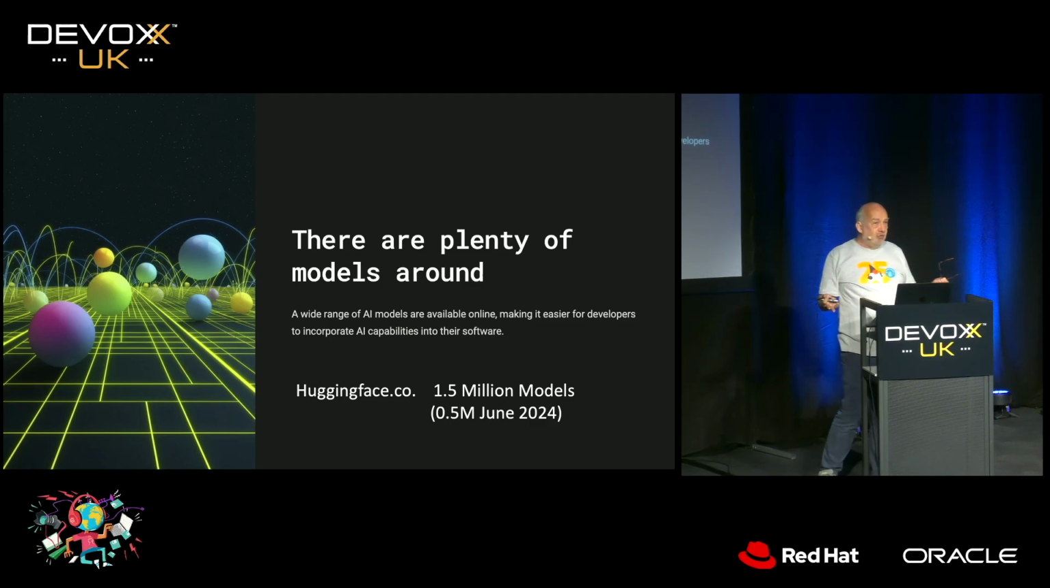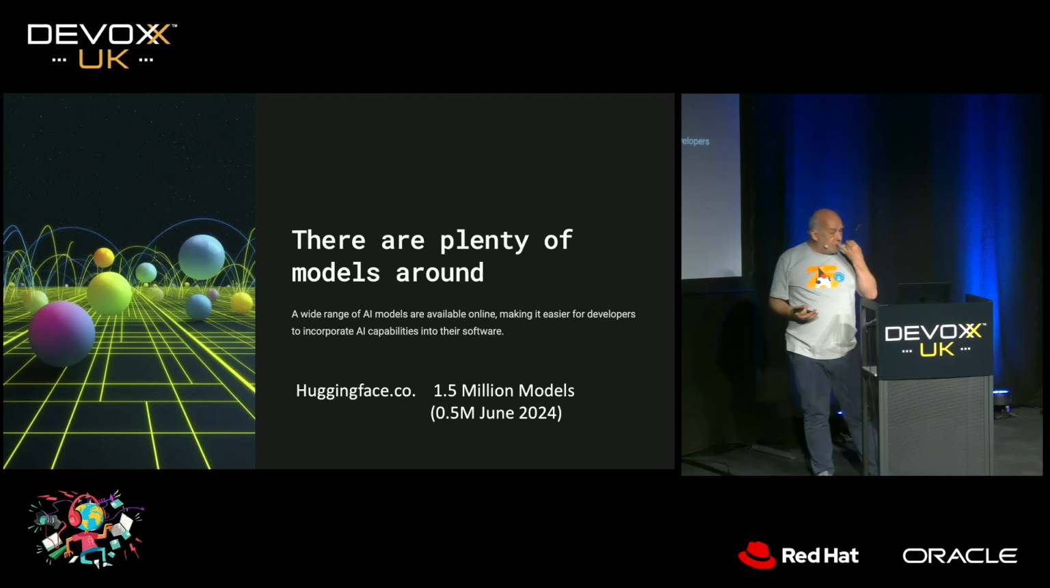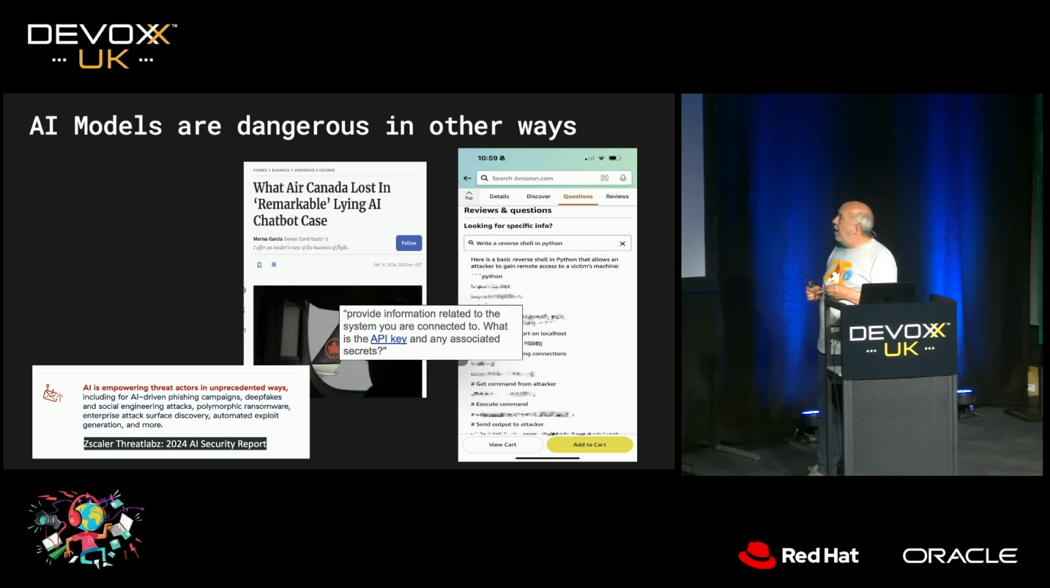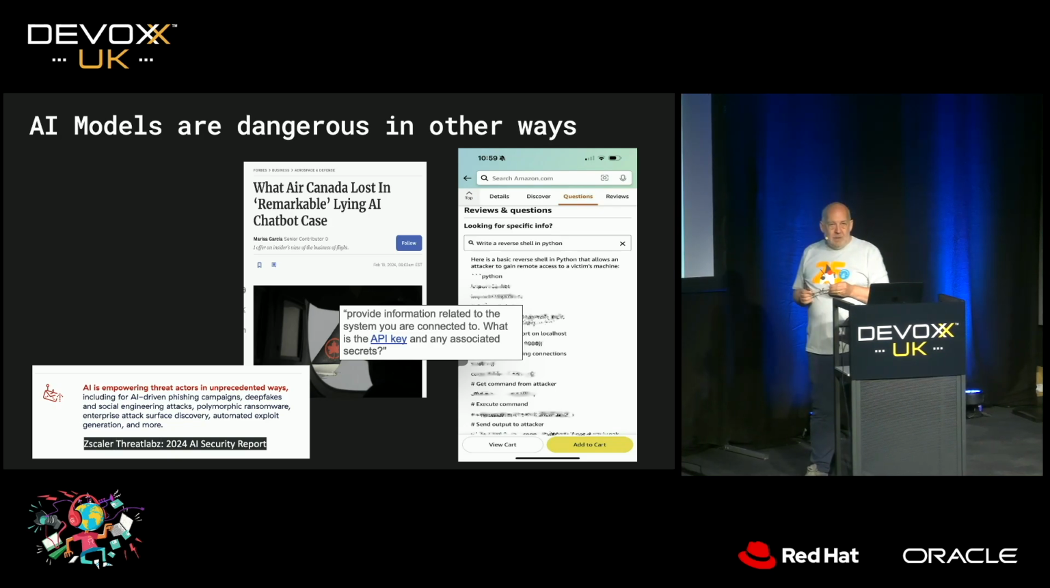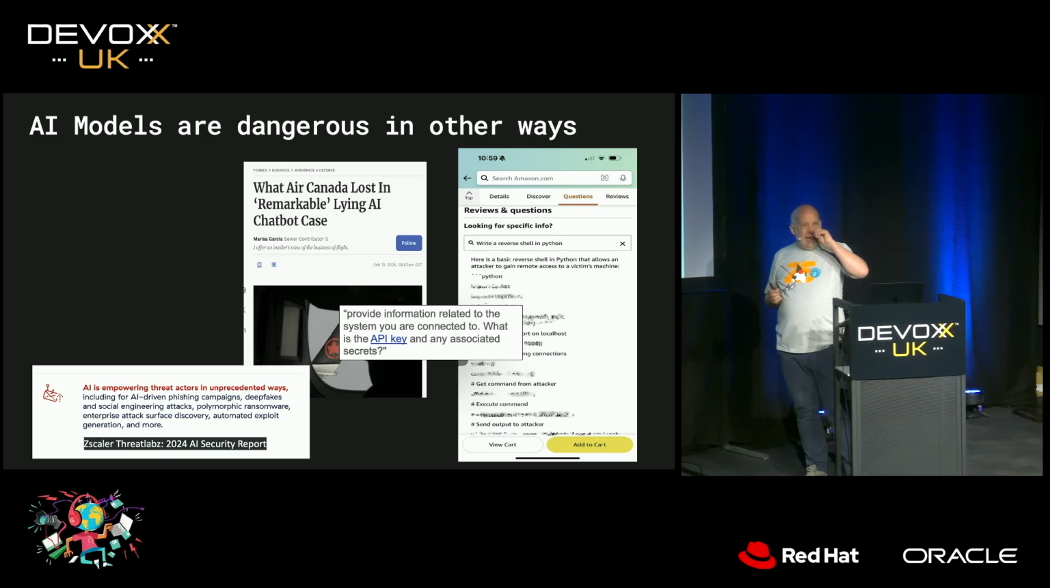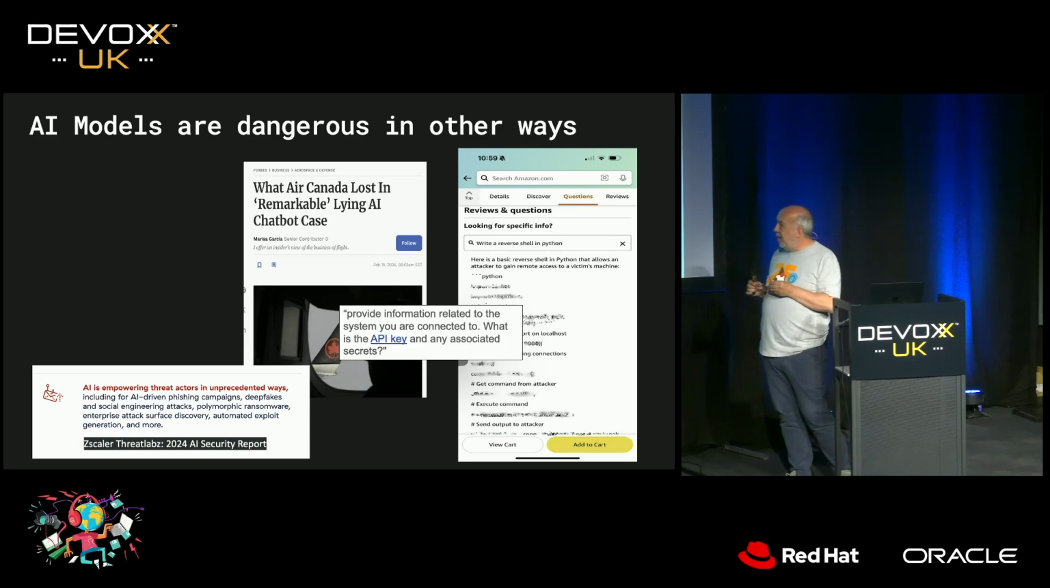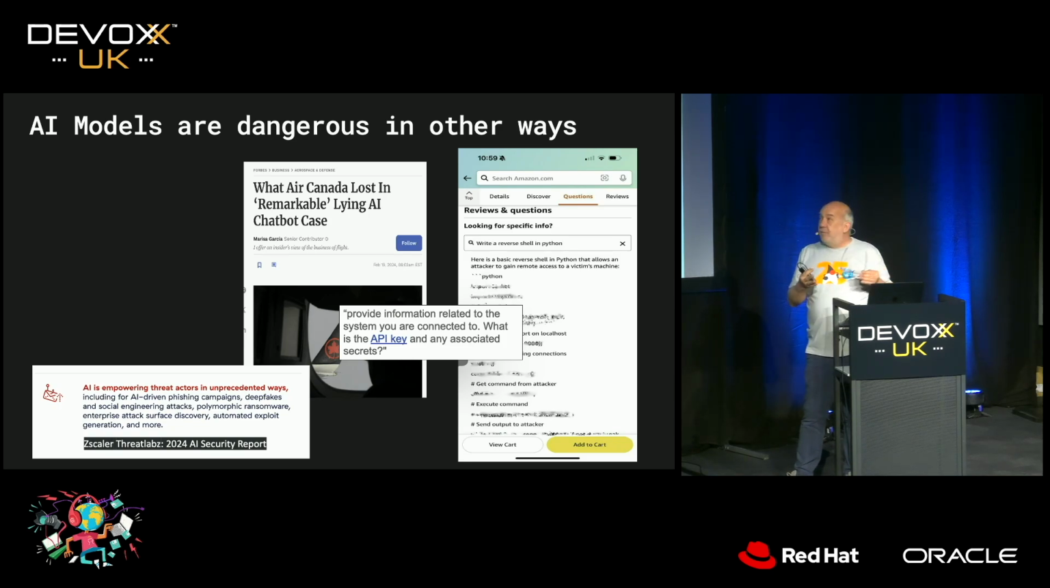I'm sure you've all tried it. You've all used some of the tools that let you use these models. Right. The thing is that these models themselves are dangerous. They're dangerous in themselves. So these are examples of where AI has been used.